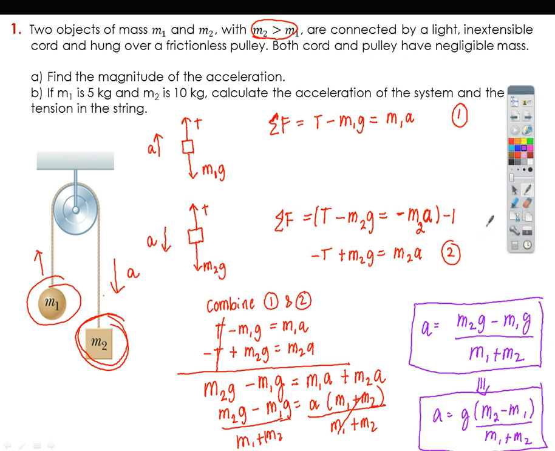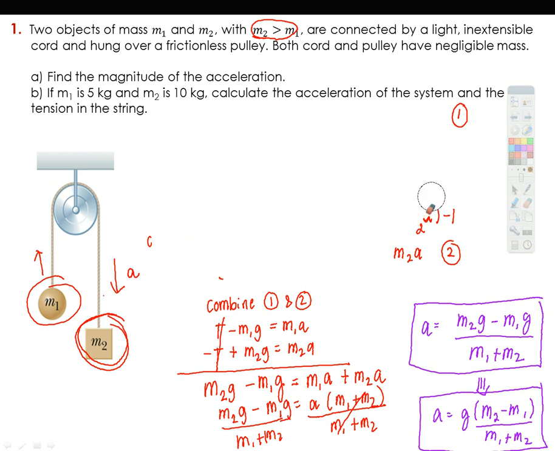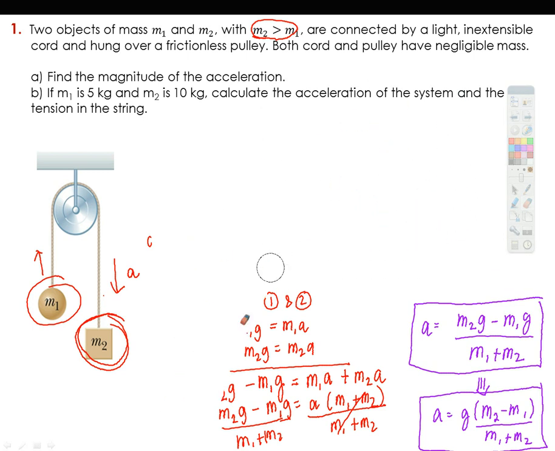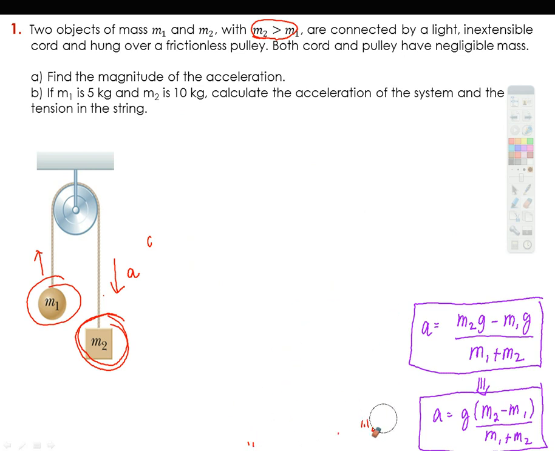What if m1 is 5 kilograms and m2 is 10 kilograms? Calculate the acceleration of the system and the tension in the string. Okay, so here we just need to plug in our values. So let me just erase this one so that we have space. Okay, so this is the equation for the acceleration. For letter B, it said m1 is 5 kilograms and then m2 is 10 kilograms. I'll just plug in the values.